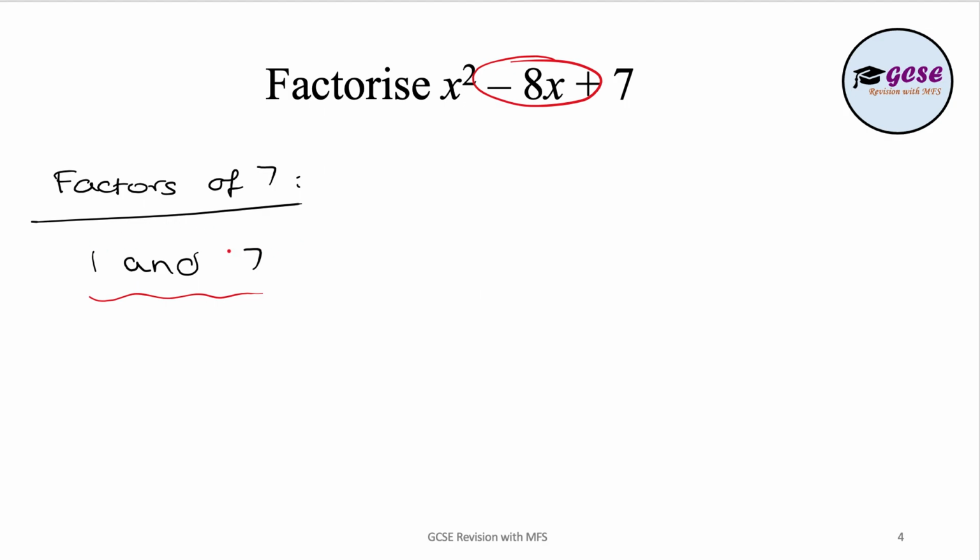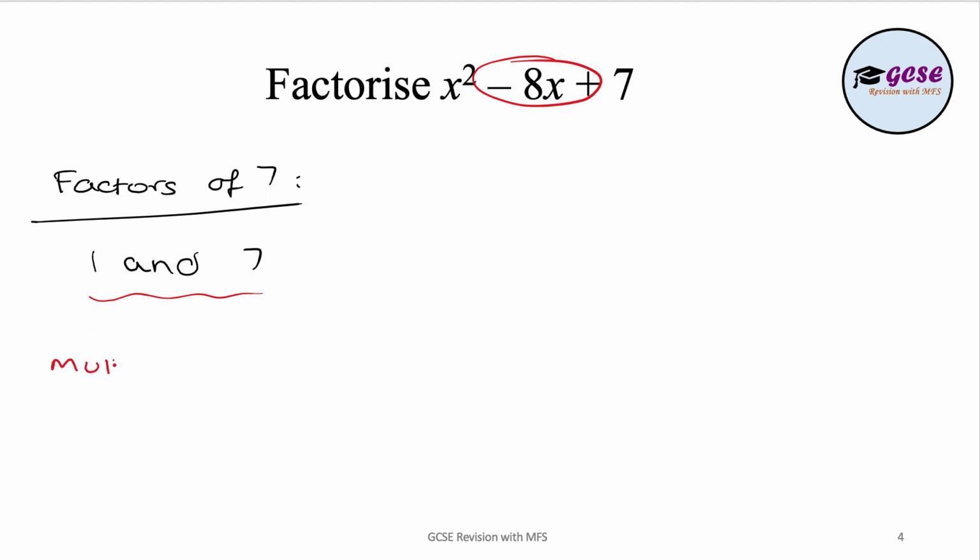Okay, or they can both be negative as well. But you need to look at the combination and think which one will get you, when multiplied, positive 7 and when added, negative 8. So before we go to the answer, there's some rules that you need to know.